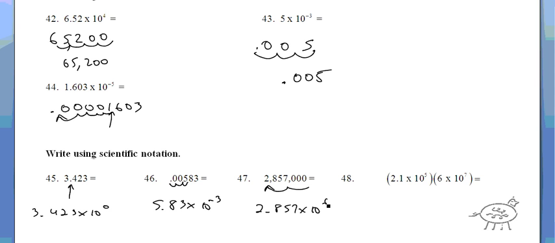Okay, now we're going to actually start multiplying some of these together. Remember what I told you to do is multiply the 2.1 and the 6. So 2.1 times 6 is 12.6. And you add the exponents. So 10 to the 5th times 10 to the 7th is 10 to the 12th. And then I have to move that over. 1.26. If I move that over, I'm making the number smaller, so I compensate by making the exponent bigger. So 1.26 times 10 to the 13th power.